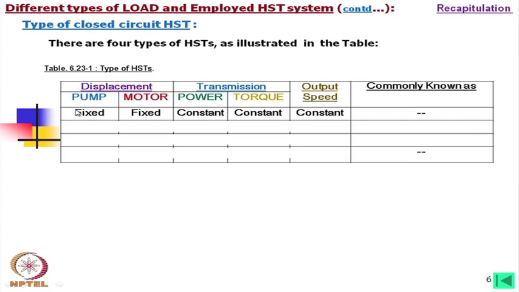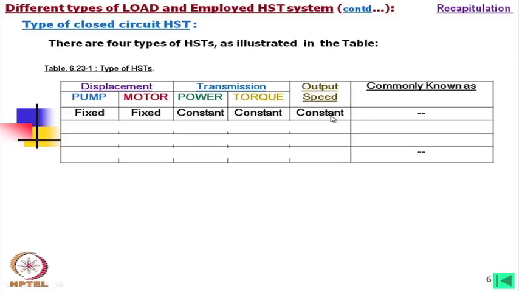Now, if that remains fixed, in that case we call it fixed displacement. Again, with some mechanism it can be varied. That means, in a revolution the total displacement will vary, and we call that variable displacement. So, here we now understand what fixed displacement is. We have a fixed displacement pump and a fixed displacement motor. So, power in that case will be constant, and torque will also be constant. Obviously, this is for a constant pressure.